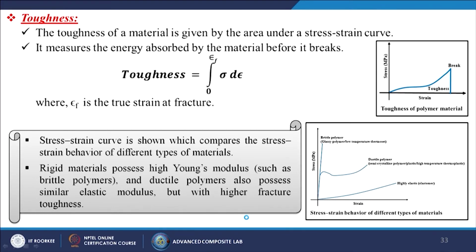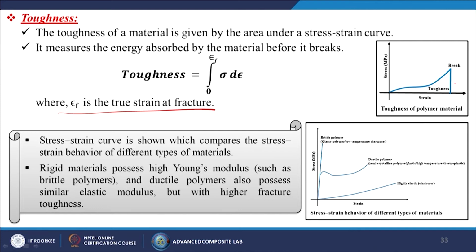It measures the energy absorbed by the material before it breaks. What is the toughness? Generally it is the integration from 0 to epsilon f of sigma d epsilon, where epsilon f is the true strain at fracture. So, this is the whole toughness of these particular polymeric materials.